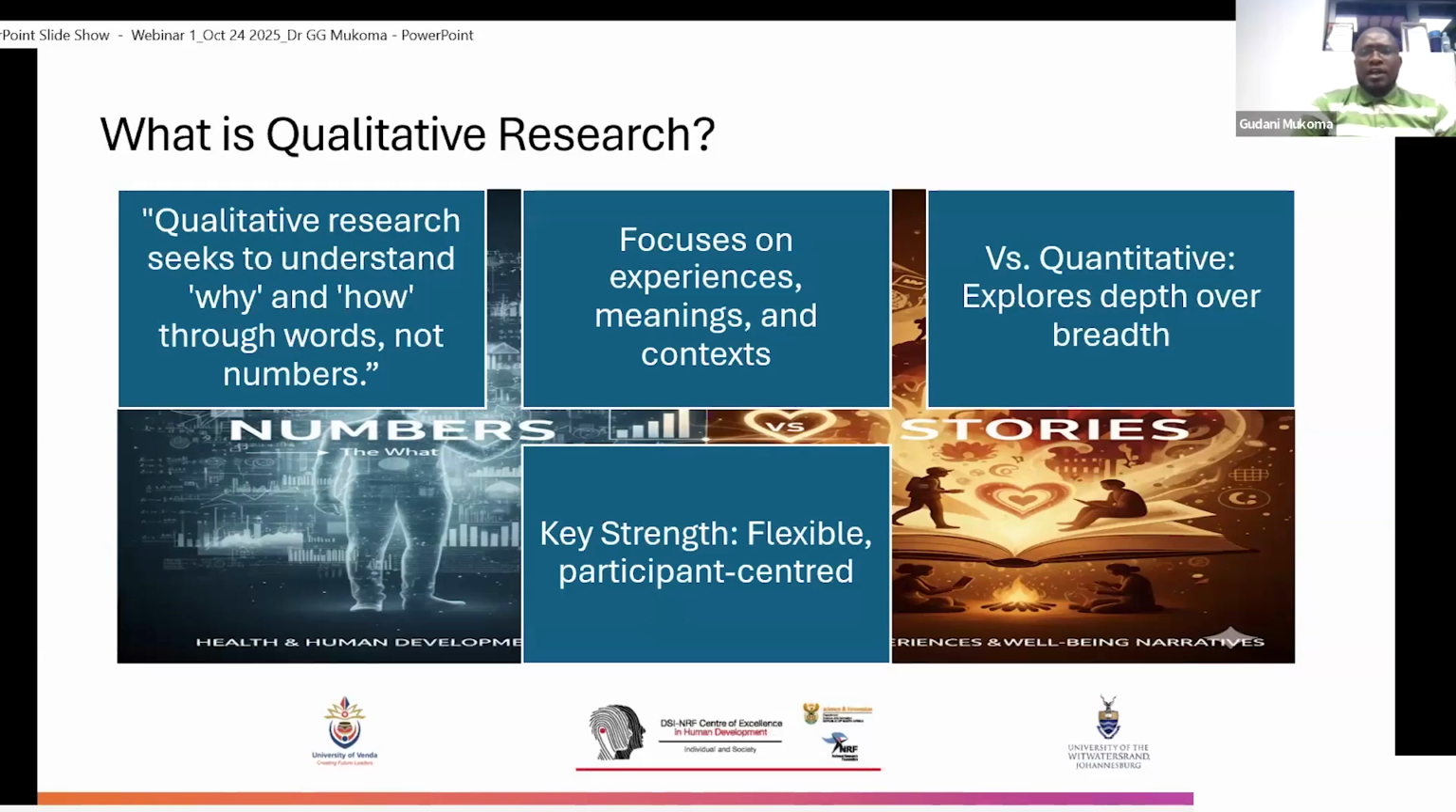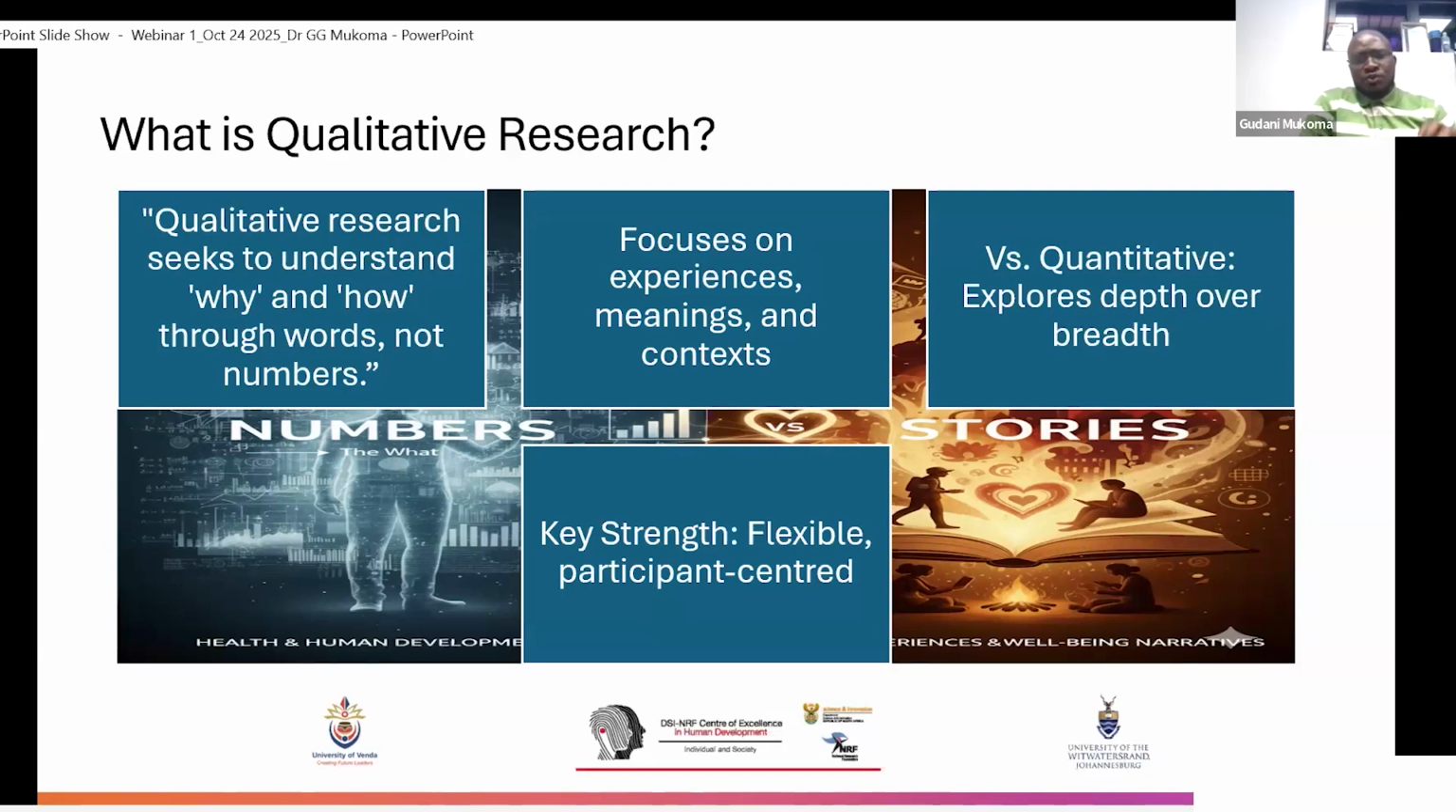And I've mentioned the flexibility. When I talk about flexibility, this tells us that while using this method, you are able to adapt the methods in real time. And you are also able to grasp new insights. And this enables you to fully explore issues to an extent where you are able to understand exactly what is happening, or answer the questions why and how.